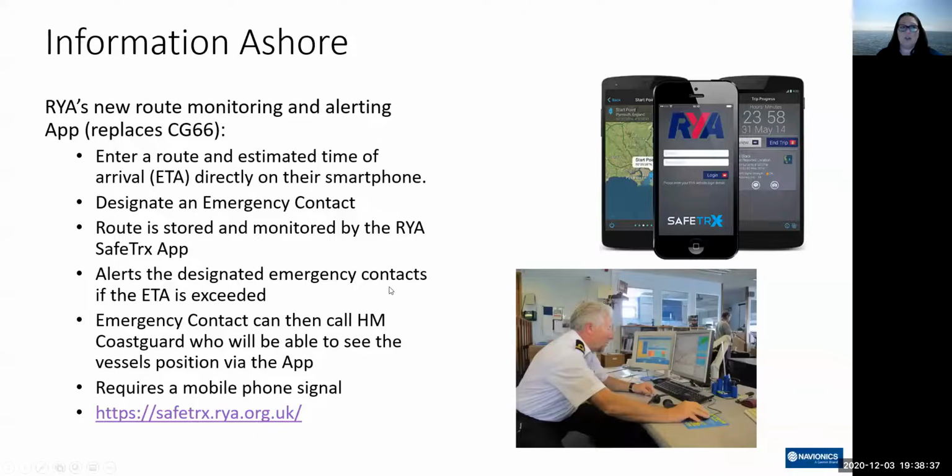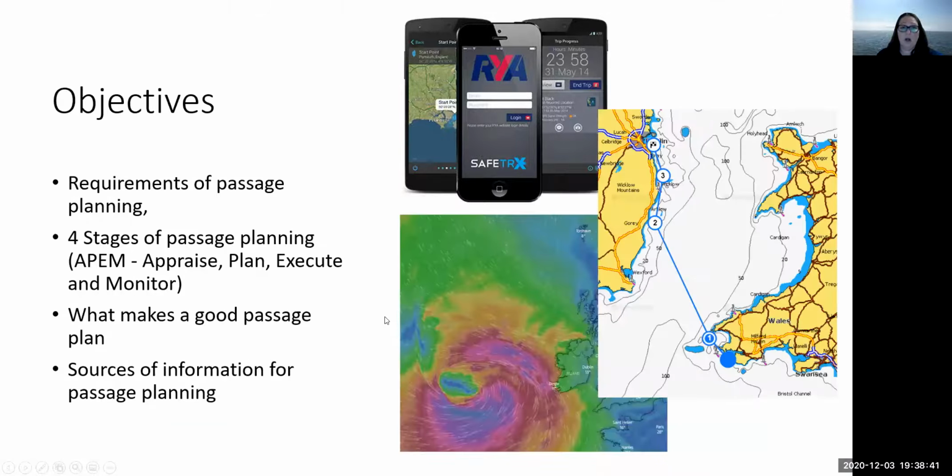And then zoom shut. Okay, so that just gives you an idea of some of the online tools as well. What were tonight's objectives? We had a quick look at the requirements of passage planning. We also took a look at the four different stages, what they mean: appraise, plan, execute, and monitor. What makes a good passage plan? We gave you a little bit of a checklist around the things that you would like to consider and the sources of information that you could find for passage planning. So including online tools, you've got charts, you've got your pilot books, you've got local guidance from your marinas or from your harbours, all manner of information.